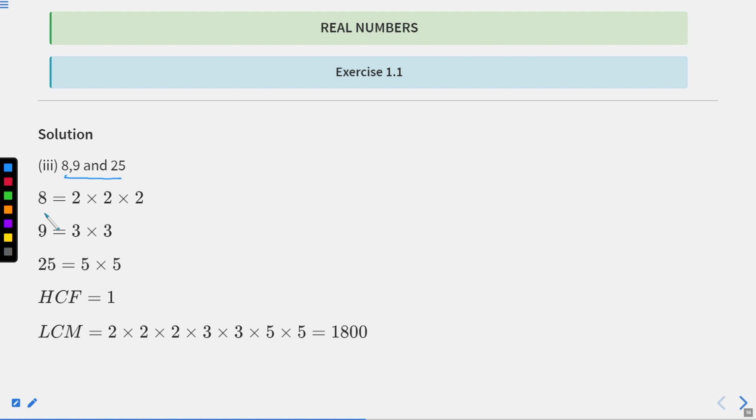And then the LCM is equal to the product of the highest powers of the prime factors in the numbers. The highest power of the prime factor 2 is 2 to the power 3, the highest power of the prime factor 3 is 3 to the power 2, and the highest power of the prime factor 5 is 5 square. So the LCM is equal to 2 cube into 3 square into 5 square, and that is equal to 1800.